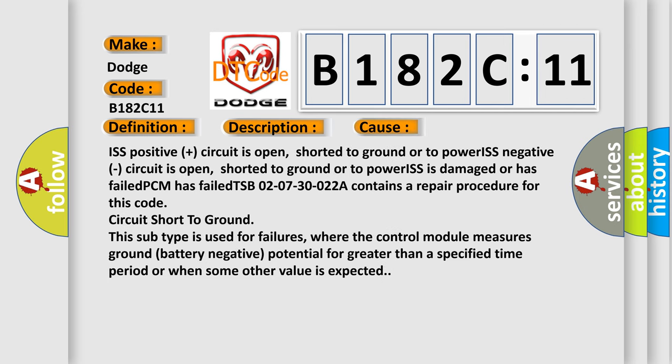ISS positive circuit is open, shorted to ground or to power. ISS negative circuit is open, shorted to ground or to power. ISS is damaged or has failed. PCM has failed. TSB 0207-30022A contains a repair procedure for this code: circuit short to ground. This subtype is used for failures where the control module measures ground battery negative potential for greater than a specified time period or when some other value is expected.